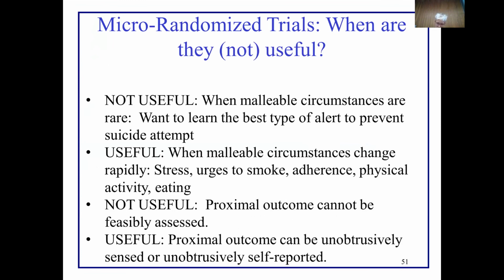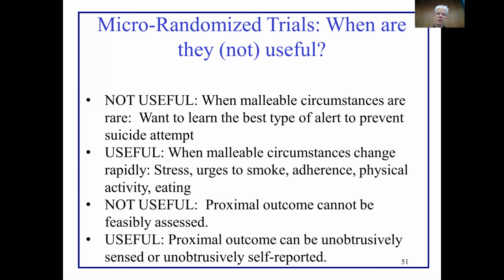One thing that's happened is I've had a lot of collaborators who wanted to use micro-randomized trials. They thought, well, it might be really interesting in their particular scientific problem. But there are settings in which you really should not be using these trials. For example, you might be very interested in suicide prevention, and you want to figure out what kind of alert should you provide if an individual is currently at very high risk for suicide. This is not a setting in which you want to use a micro-randomized trial.